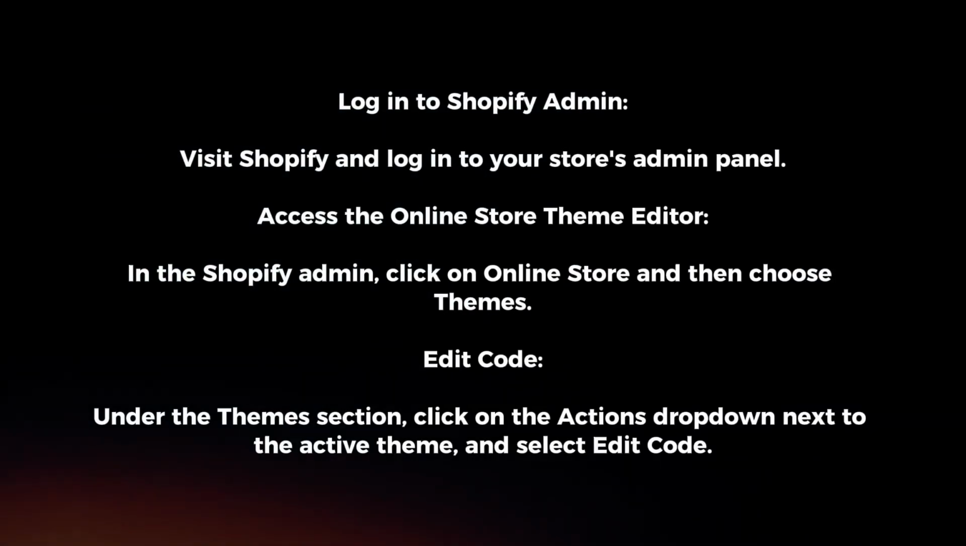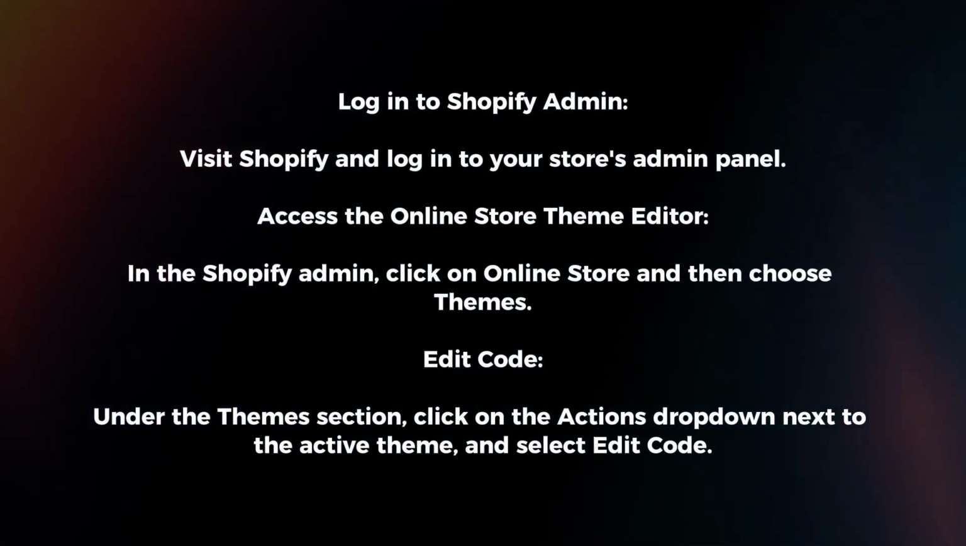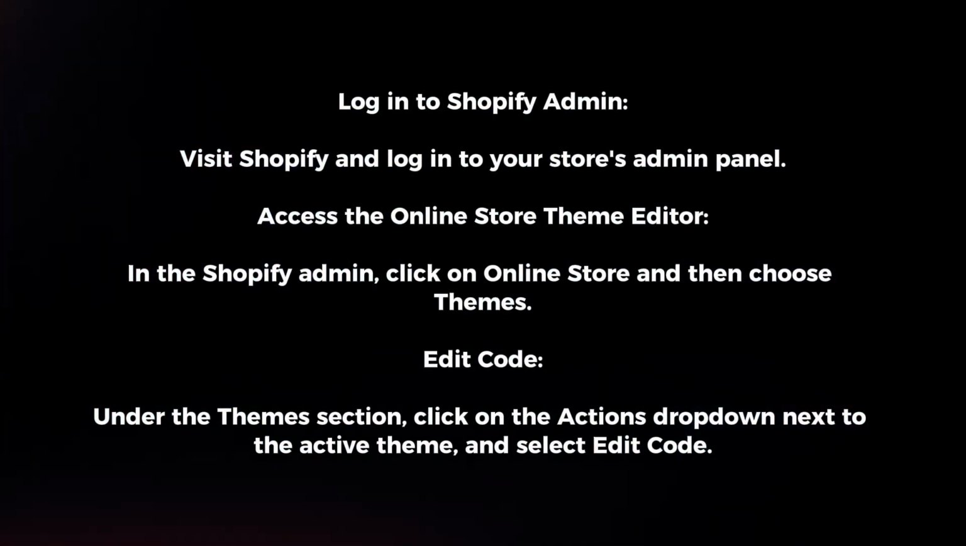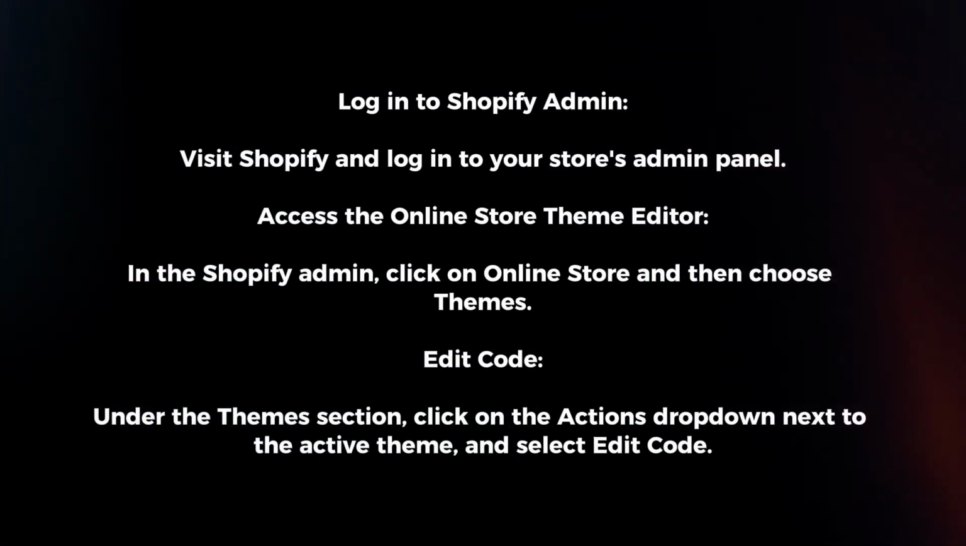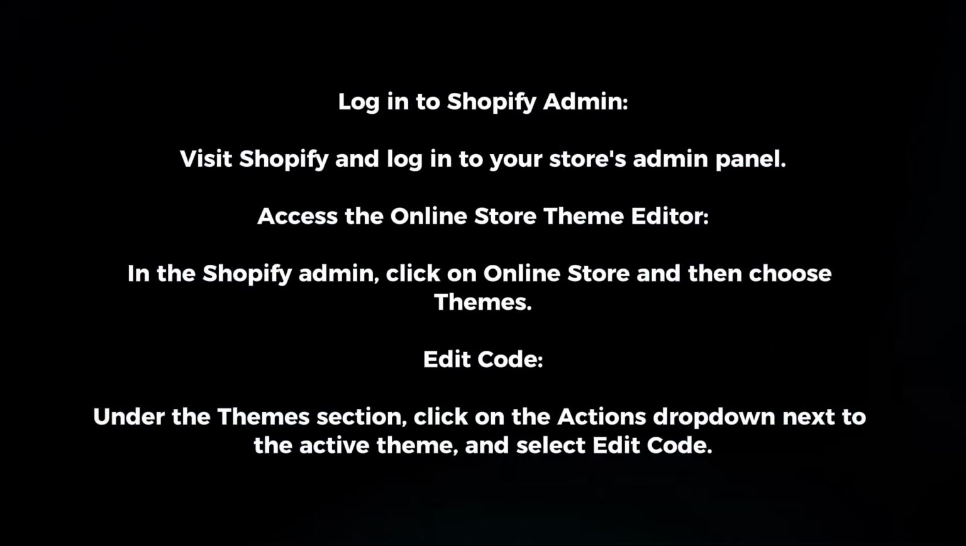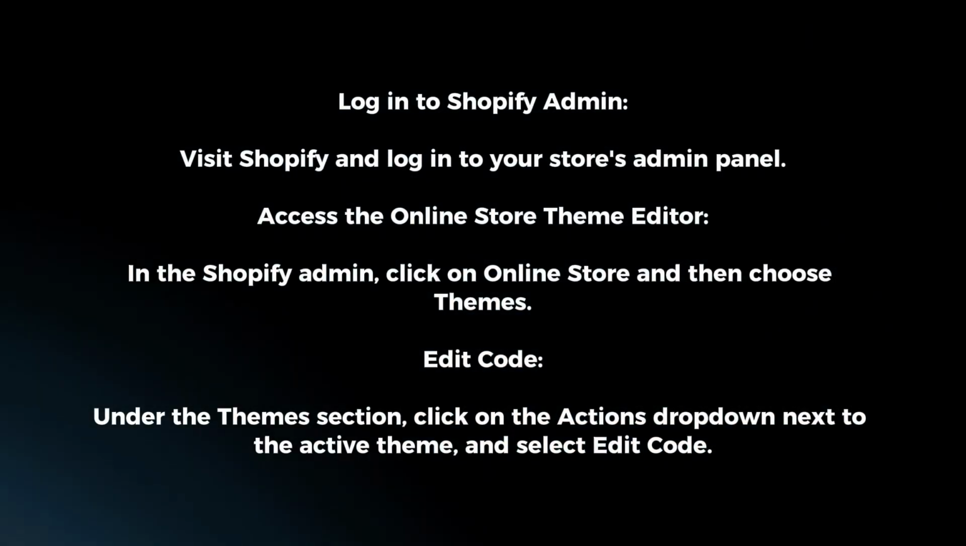Log into Shopify admin. Visit Shopify and log into your store's admin panel. Access the online store theme editor. In the Shopify admin, click on Online Store and then choose Themes. Edit code. Under the Theme section, click on the Actions drop-down next to the active theme and select Edit code.